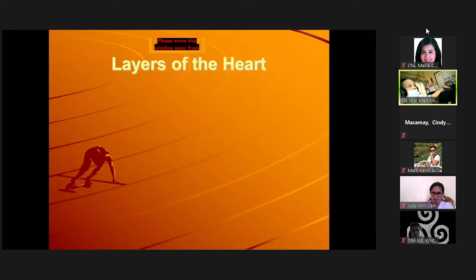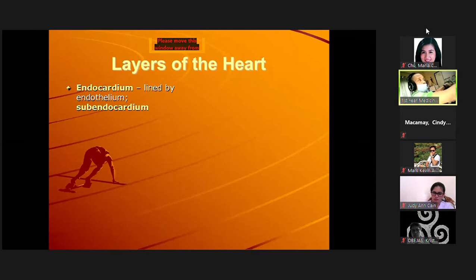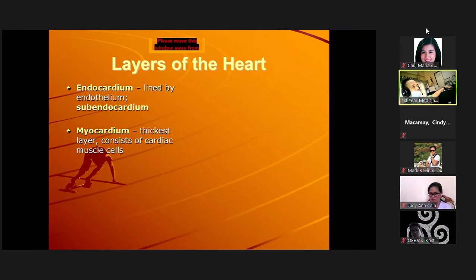Then let's go to the layers of the heart. So you have your layers of the heart, the endocardium, lined by endothelium. And then the next sublayer would be your subendocardium.